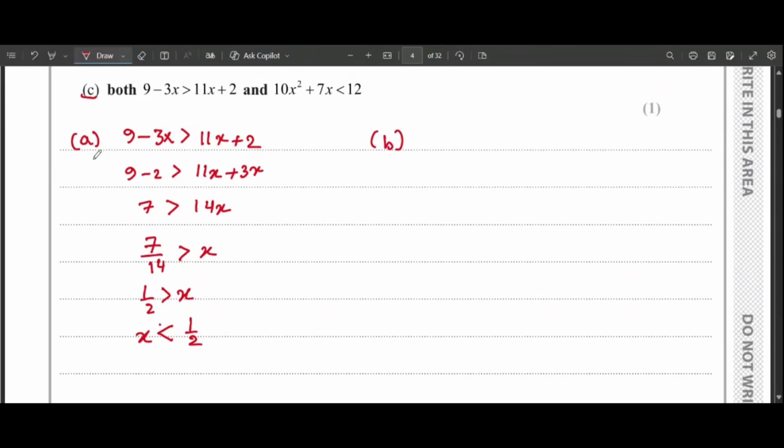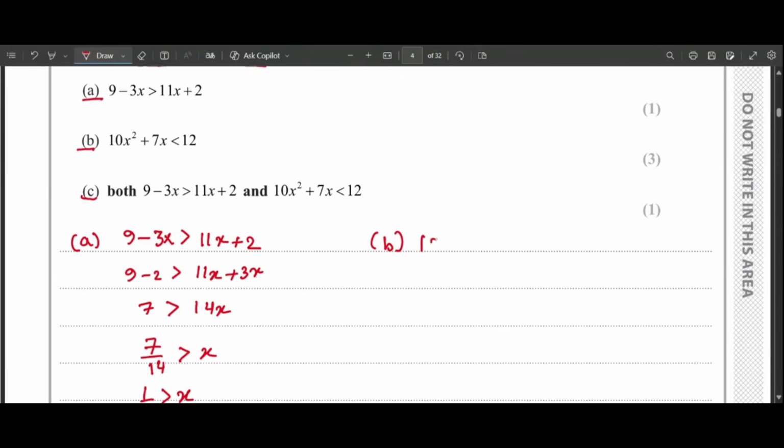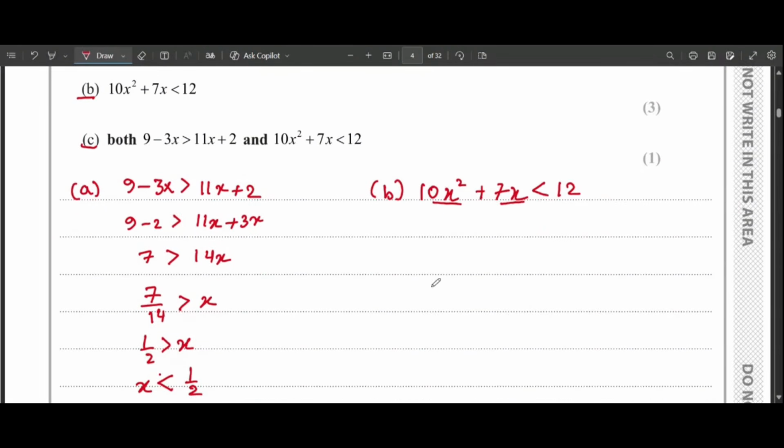The inequality in our part B is given as follows: 10x squared plus 7x is less than 12. I can see from here that there are multiple x terms in our expression. So in order to solve this inequality, we have to notice the power of x. We can see that the highest power on our variable x is 2. So this gives us an idea that this inequality is a quadratic inequality.